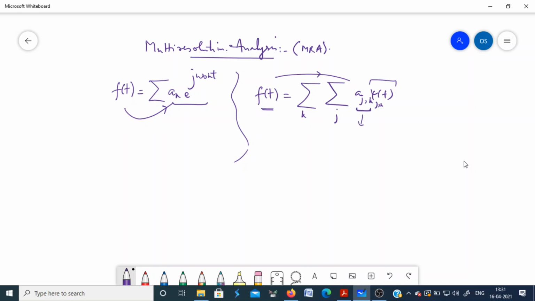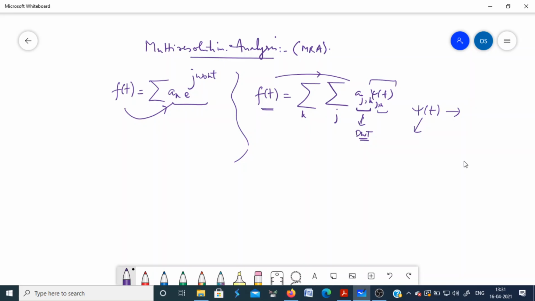Okay, so for any particular function f of t which is given to you, which may be non-stationary or transient in nature, if you can express this function in terms of a series like this, where wt is a wavelet and wjk are basically obtained from this mother wavelet using the scales and translation, then these expansion coefficients we call the discrete wavelet transform of this function ft.